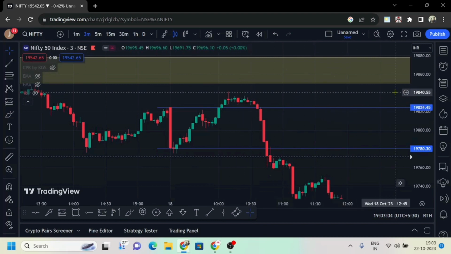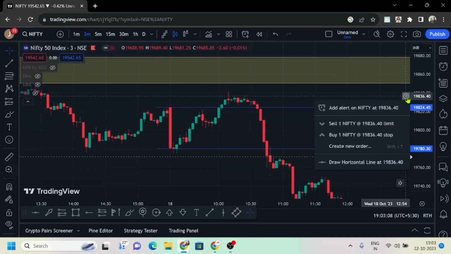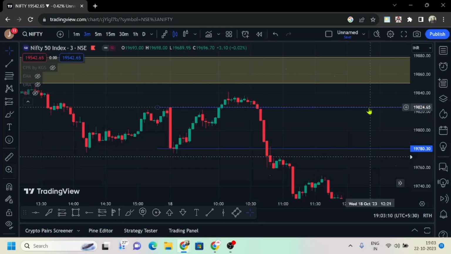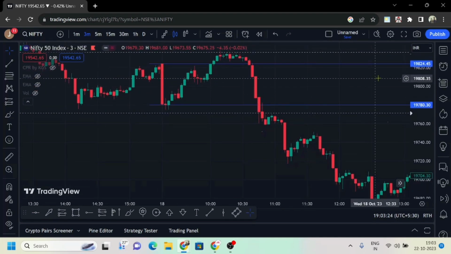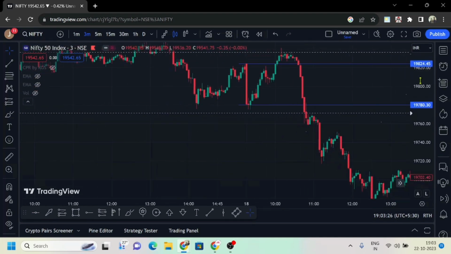For that, simple, you just go here, press this icon, a tab will be opened, and you just click here. Now you see a line will be created. This is the alarm. Whenever the candle crosses this line or touches this line, you can get an alarm. Very simple, very easy. So you don't have to sit scared in front of the screen till the position is reached.